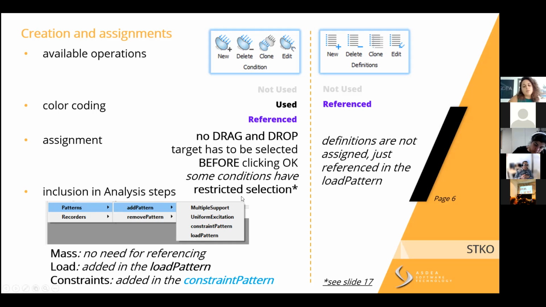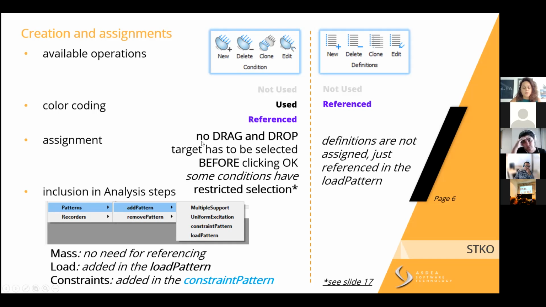Instead, conditions can also be created, deleted, cloned, and edited, but there's an additional color coding which is used. Whenever you create a condition that is not used, you will see that it's gray, so you will not see it highlighted in the work tree. This means that you did not apply it to any geometry or interaction. How do you assign a condition? This is really important because it's different from physical properties and element properties.